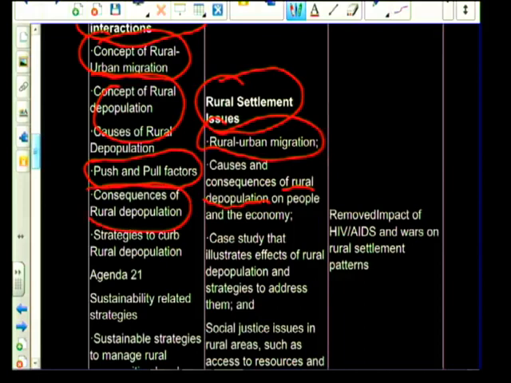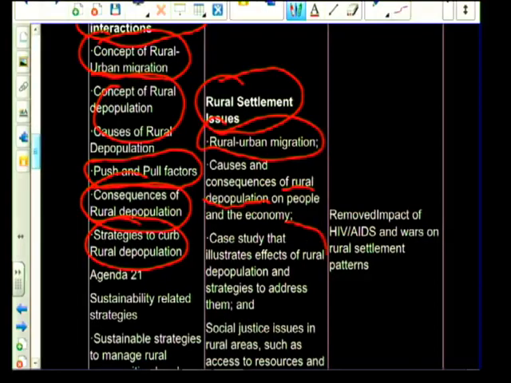Can you see it? Consequences of rural depopulation. Strategies to curb rural depopulation. You understand? Yeah, we look at it here also. How would you curb rural depopulation? You'll notice this word in terms of the case studies. That comes through now. We had case studies in the past, but not necessarily a case study, an article. Here there are specific case studies dealing with specific areas that have been researched, which will come through where you have to address strategies. So different terms.